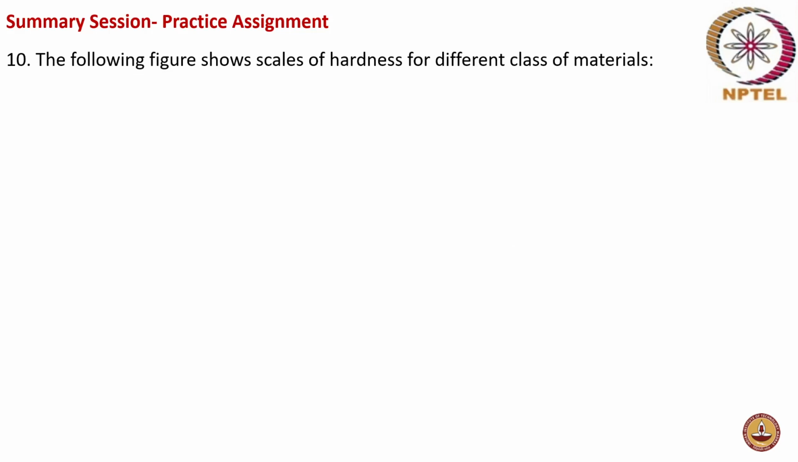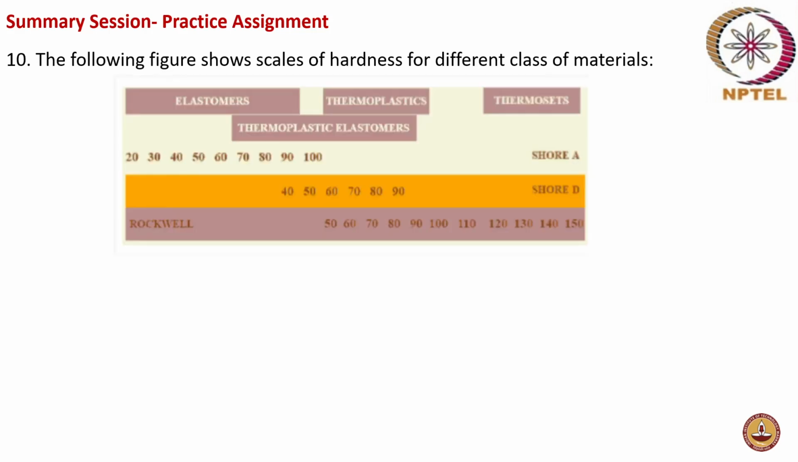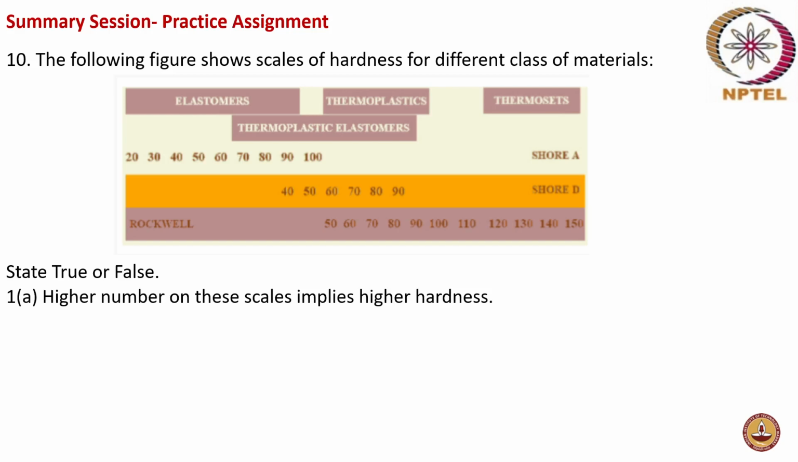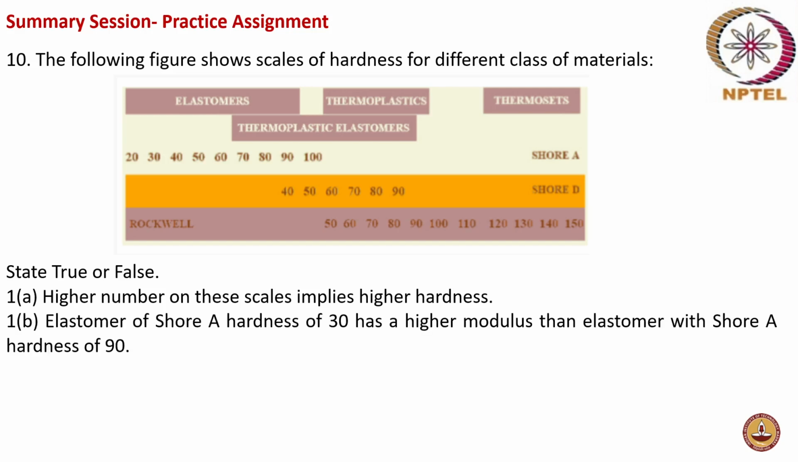The following figure shows scales of hardness for different classes of materials. So you could see the Shore, Shore and Rockwell hardness for different classes of materials like your elastomers, thermoplastics and thermosets. Now, state whether the following statements are true or false. Higher number on these scales implies higher hardness. Is it true? The second question is, an elastomer of Shore hardness of 30 has a higher modulus than an elastomer with Shore hardness of 90. Is it true?